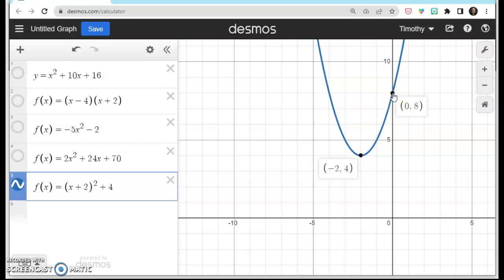Here's a y-intercept at 8. And then another point here, if you need to define it, graphing by hand, -4 and +8. There we go.